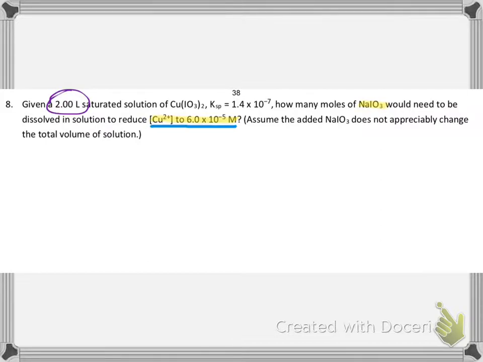Okay, in this problem, we have copper 2 iodate, and we're adding sodium iodate, and we want to reduce the copper 2 plus to a given concentration. Remember, if there's only 2 concentrations, and they gave you one of them, you don't need a rice table. You just need to plug into the equilibrium expression, KSP. Don't forget to square the concentration of your iodate ion, because there are, of course, 2 iodate ions produced for every 1 copper ion.